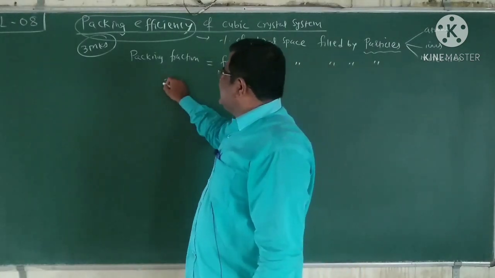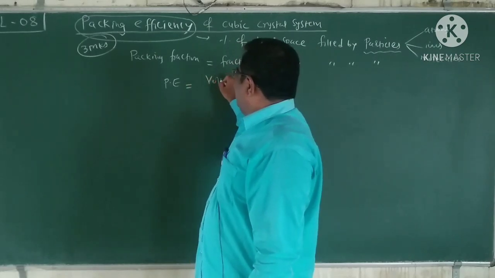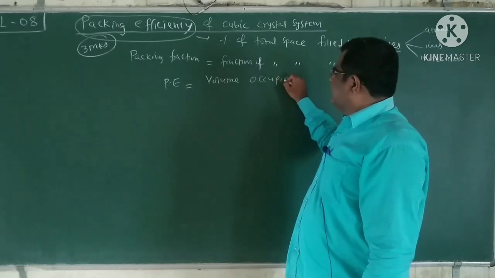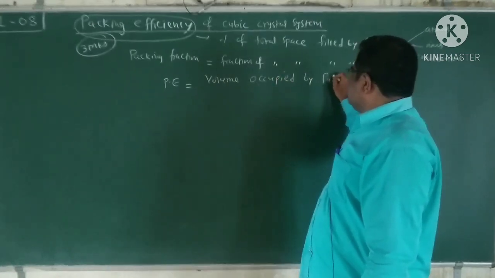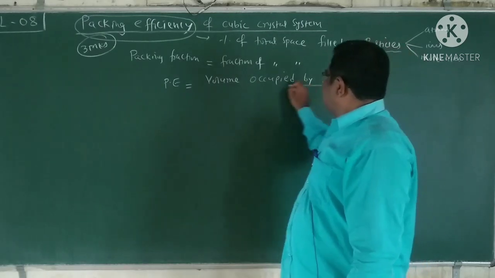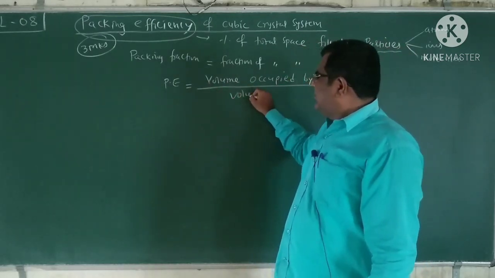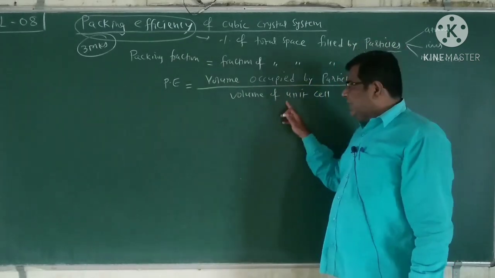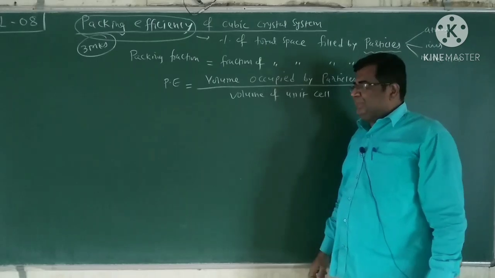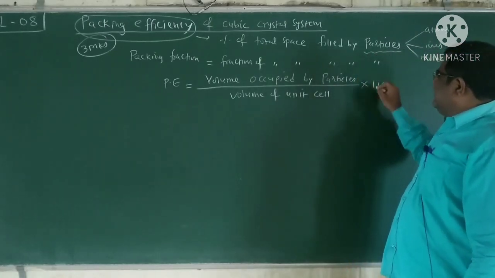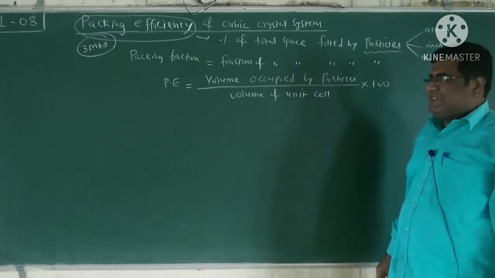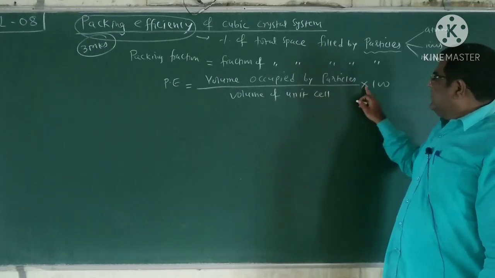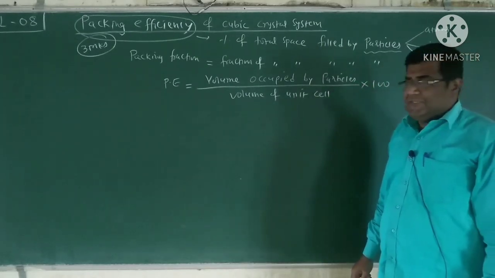So for packing efficiency, we can write the formula: volume occupied by particles divided by volume of unit cell. If we write only this, it would be packing fraction. But if we multiply it by 100, it becomes packing efficiency. Volume occupied by particles divided by volume of unit cell multiplied by 100 is the packing efficiency.